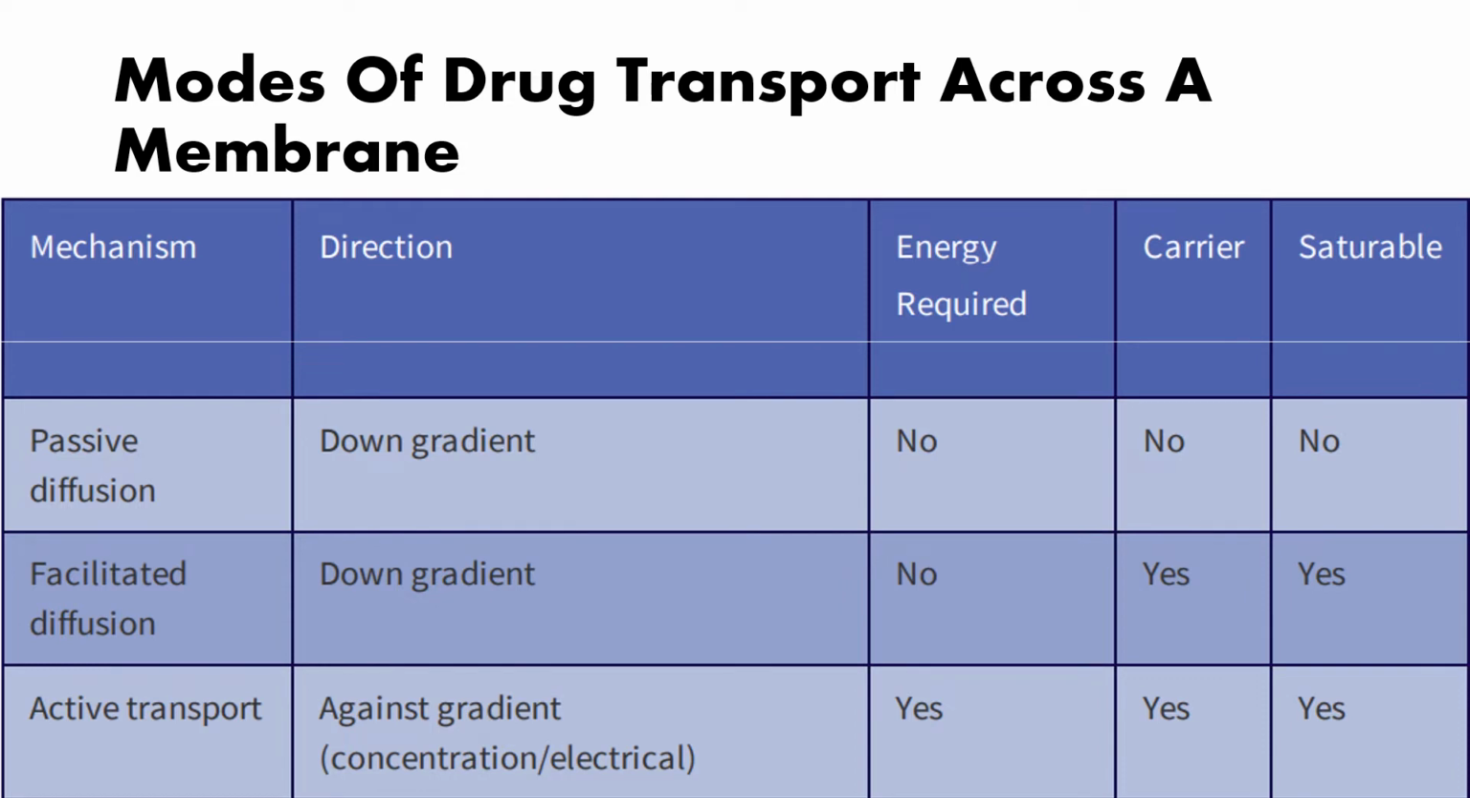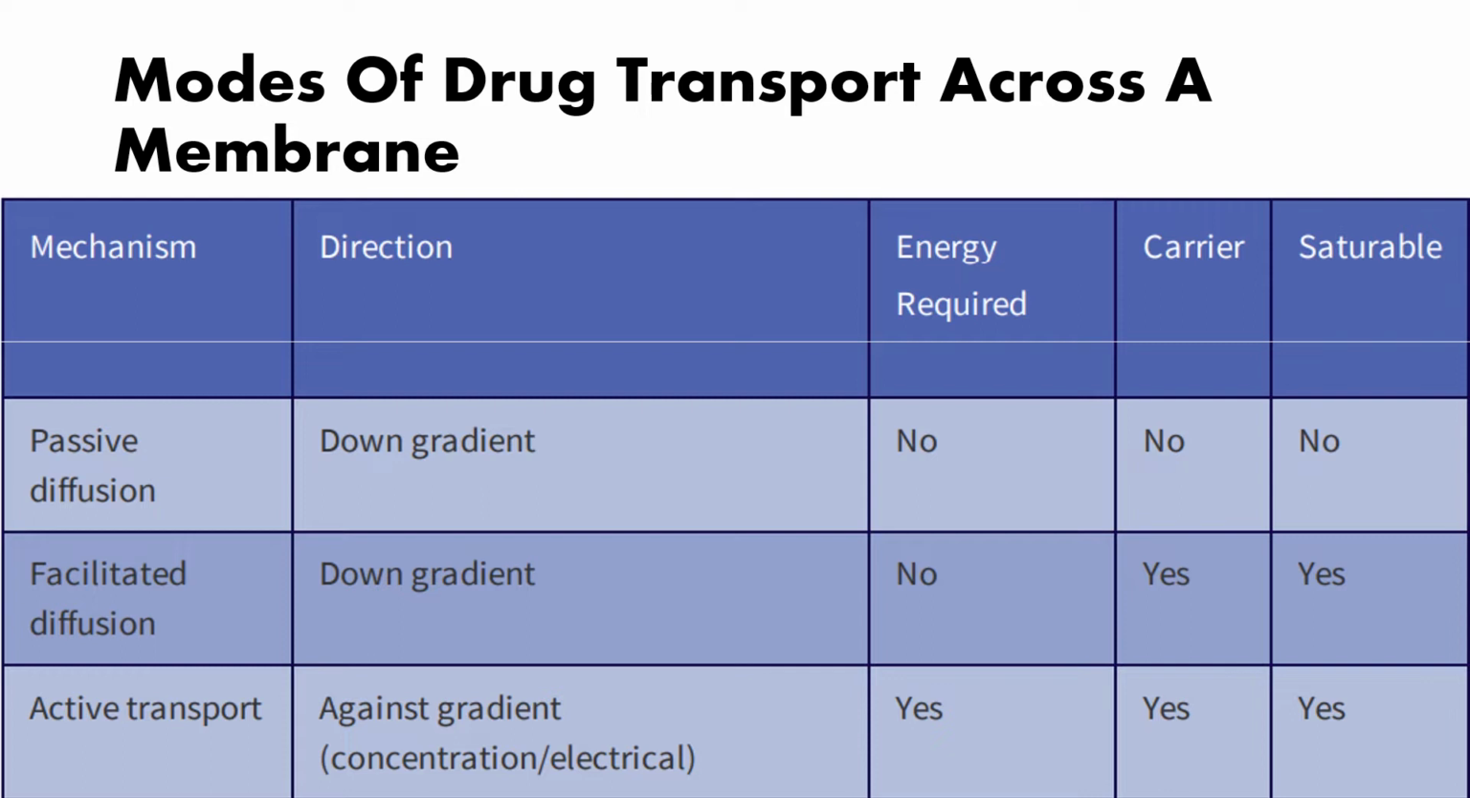Next is mode of drug transport across a membrane. There are three modes of drug transport across a membrane, which is passive diffusion, facilitated diffusion, and active transport. Passive diffusion and facilitated diffusion is always down the gradient. They don't require energy. Passive diffusion doesn't have carrier molecules, so it is not saturable, while facilitated diffusion does have carriers and they are saturable.